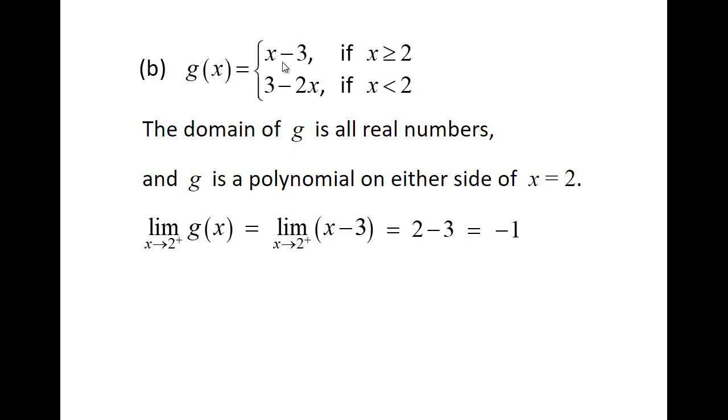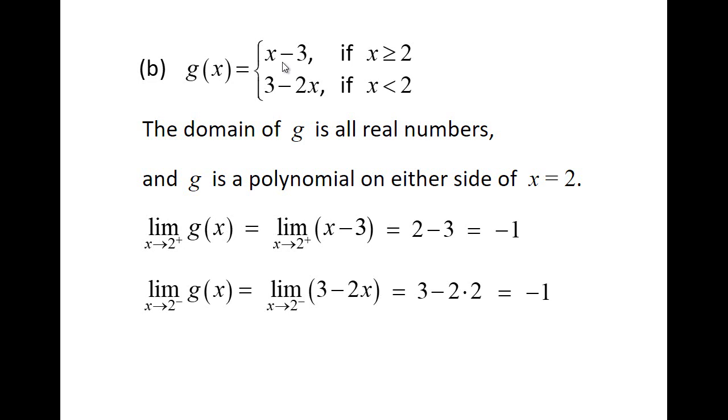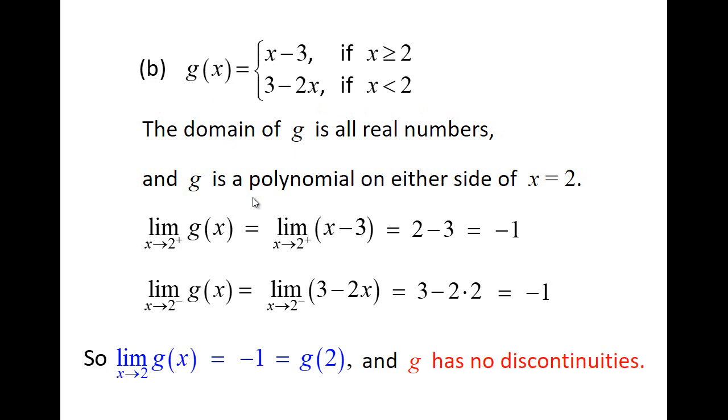What's the limit at 2 from the left? Well, from the left, x is less than 2. So now the function g is equal to 3 minus 2x, which means the limit is 3 minus 2 times 2, which is negative 1. So we see that the right and the left-hand limits are equal. So the two-sided limit at 2 is equal to negative 1, which is the same as g of 2. So we see that g is continuous at 2. So therefore g has no discontinuities.